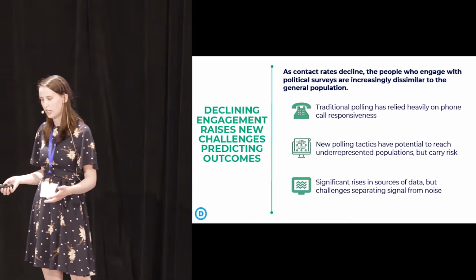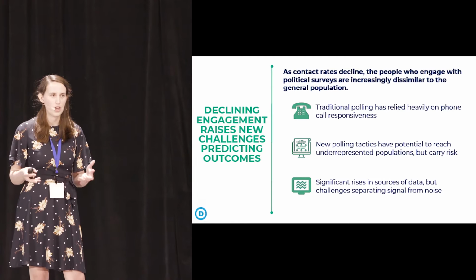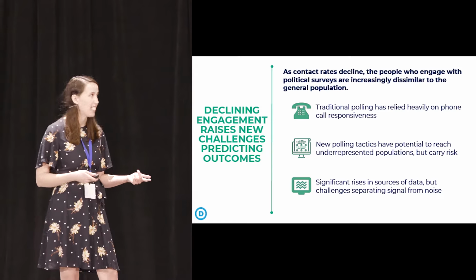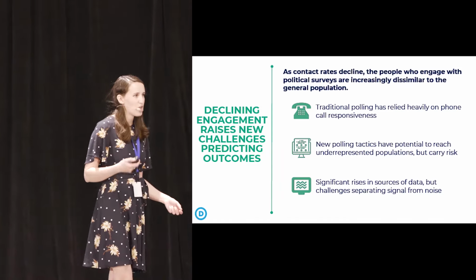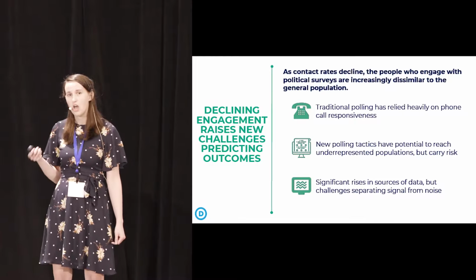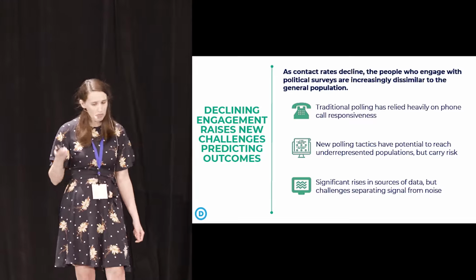Specifically, we talked earlier about the importance of being able to model the behavior of the entire electorate in order to understand what states are going to have close elections, where we can effectively allocate resources. But as contact rates decline, as people pick up the doors and phones less often, our ability to do those things in particular is being challenged.